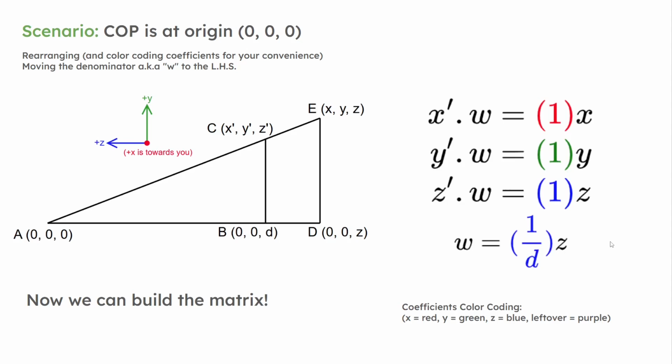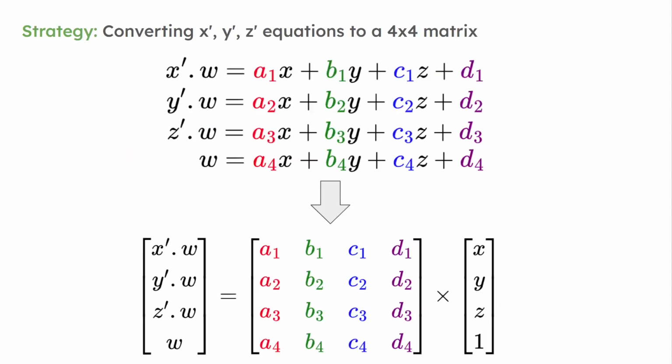Now we can build a matrix, but how can we build a matrix? Using this strategy, where we already have a set of four equations like this: x prime into w, y prime into w, z prime into w, and w. And on the right hand side, if you have structures like ax plus by plus cz plus d, we can restructure these equations into a matrix multiplication system where in the matrix we store only the coefficients and it multiplies with the column vector where we store x, y, z and 1. Since this is a homogeneous coordinate system, there's a 1 here. And if we multiply this, it will give us x prime into w, y prime into w, z prime into w, and also a w.